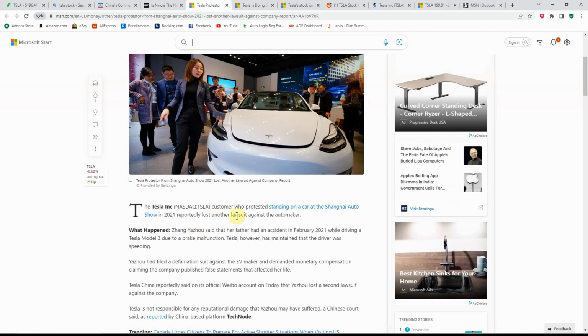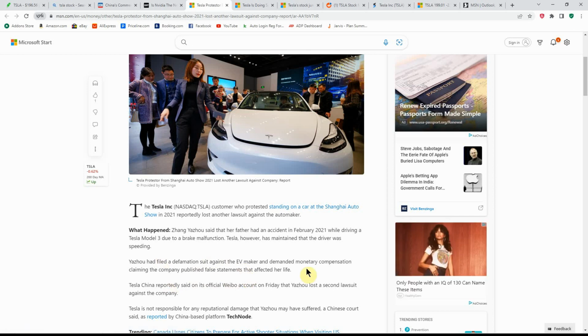The Tesla customer who protested by standing on a car at the Shanghai Auto Show in 2021 reportedly lost another lawsuit against the automaker. She said that her father had an accident in February 2021 while driving a Tesla Model 3 due to a brake malfunction. Tesla, however, has maintained that the driver was speeding.